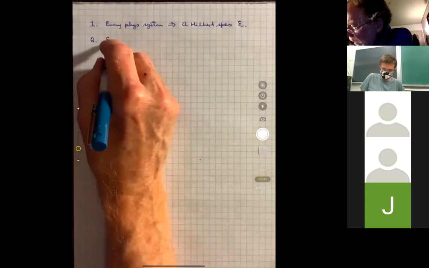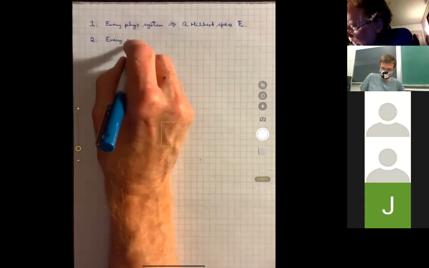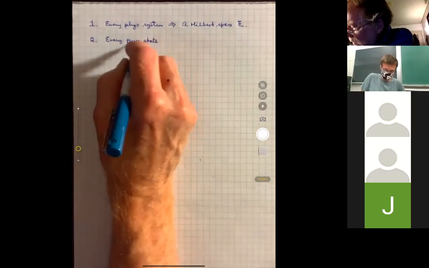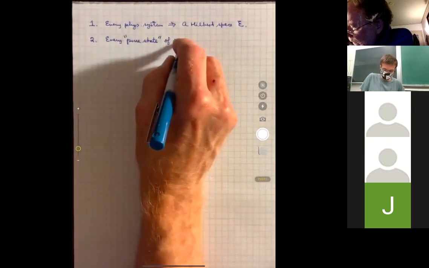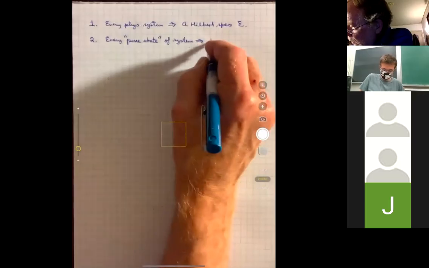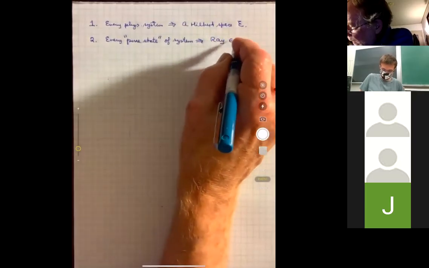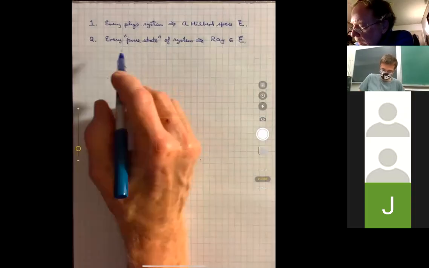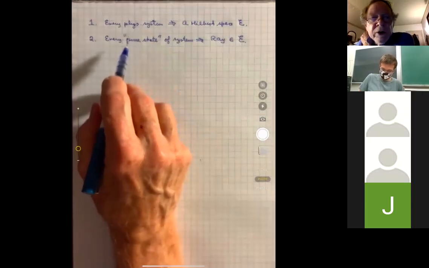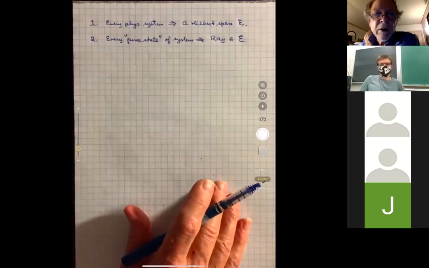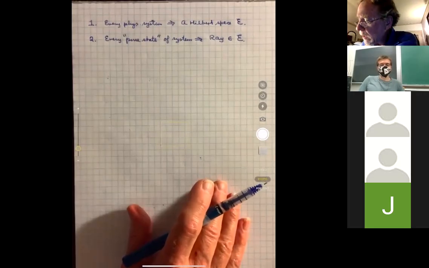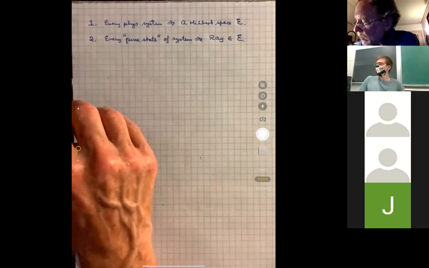The second one is that every pure state, which I'll put in quotes because we haven't defined it yet, of the system corresponds to a ray, which is a subset of the Hilbert space. Now, I'm going to leave the notion of a pure state undefined for the time being because we're not ready to say what it is. So just bear with me. That means there's going to be some vagueness in what I'm doing, but I think there's still an awful lot of information contained in presenting the postulates in this form. And later we'll come back and correct that and define what a pure state is.